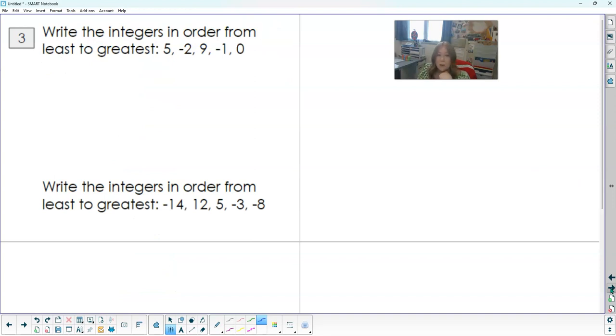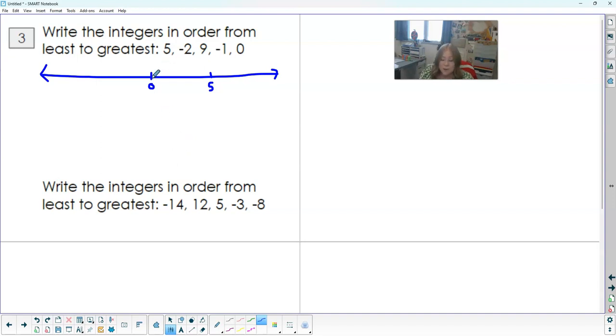Hey, next up, we're going to order the integers from least to greatest. So again, we're going to make ourselves just a little rough number line here. So here's 0. So we need to get 5 on there. 1, 2, 3, 4, 5. I just kind of counted over 5 places, and I'm going to label it. I write it, you do it. So you should have this number line with me.